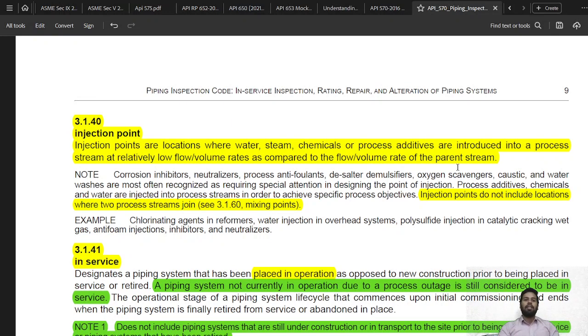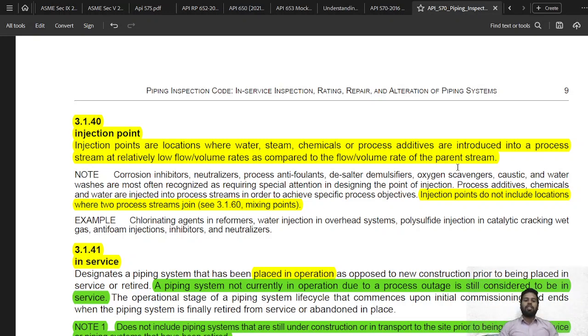Injection point. Let's imagine you have a stream of piping with water, and you want to inject something that will lower the surface tension of this water. So you can inject soap into it. Okay. The water is flowing and you are injecting soap; this point where the soap enters the stream will be considered the injection point.